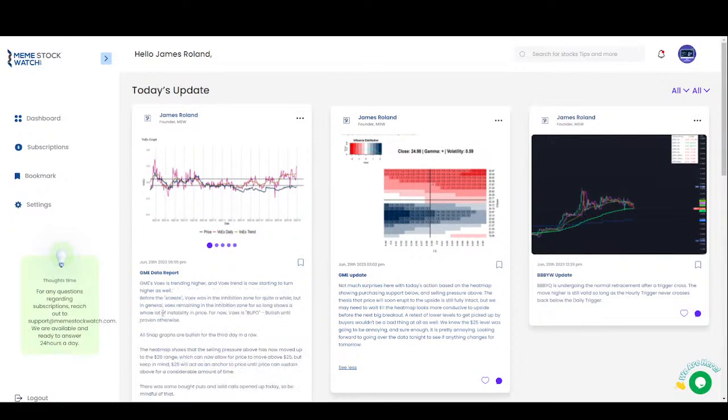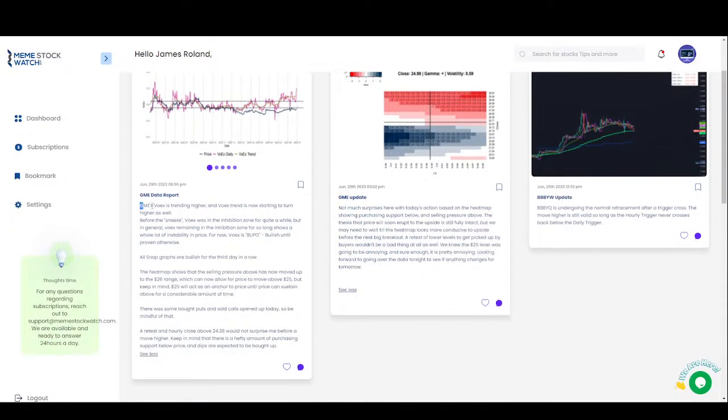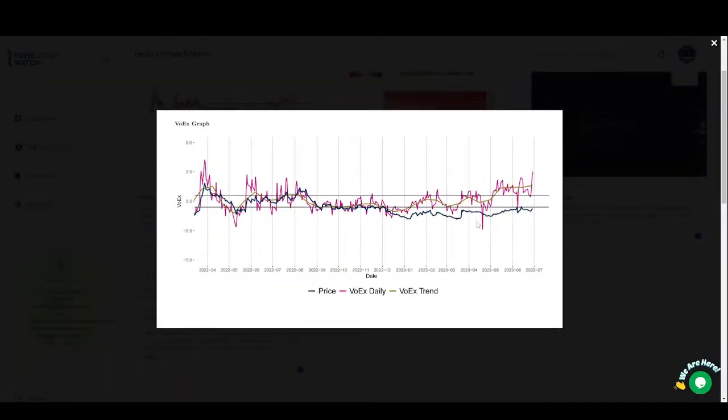Here was the report from yesterday. So GME's VOX is trending higher, and VOX trend is starting to turn higher as well. So let's take a look at VOX for a couple of minutes, and this might help a lot of you guys read the reports better, as you'll be able to learn essentially what things mean.